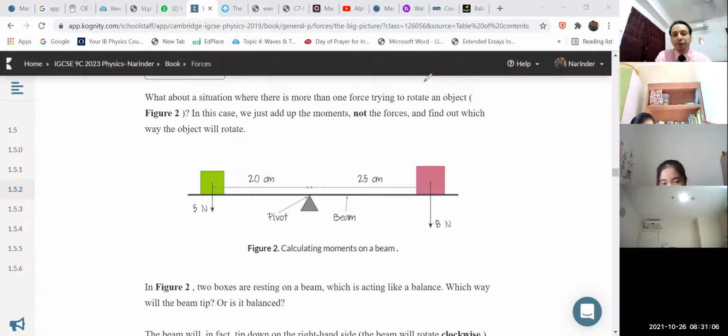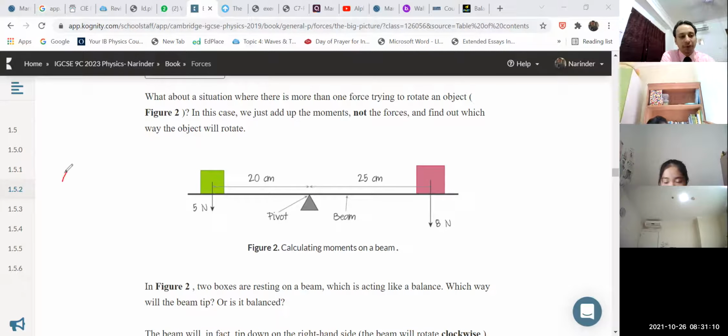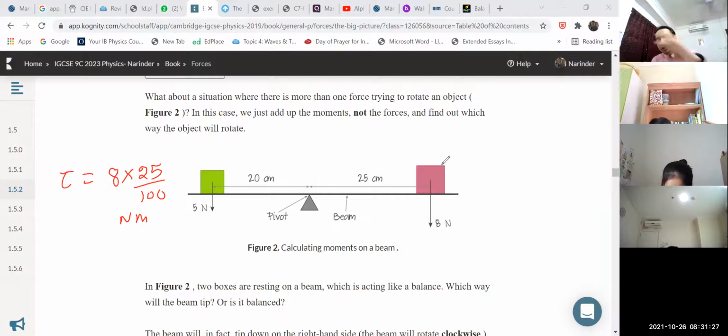Look at the second end, the second force of 8 Newton, children. For the 8 Newton force, you have to calculate the moment. So let me write again. The torque is F into R. Force is 8 multiplied by 25 divided by 100. That is 0.25. You multiply and this answer is in Newton meter. So due to this amount of torque, the object will rotate about the pivot.